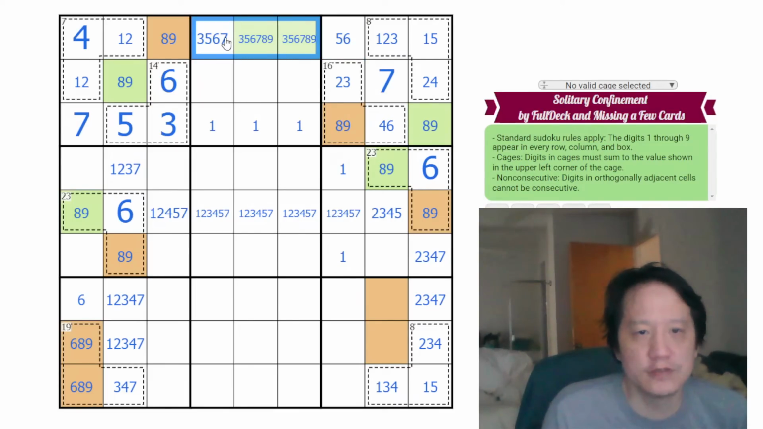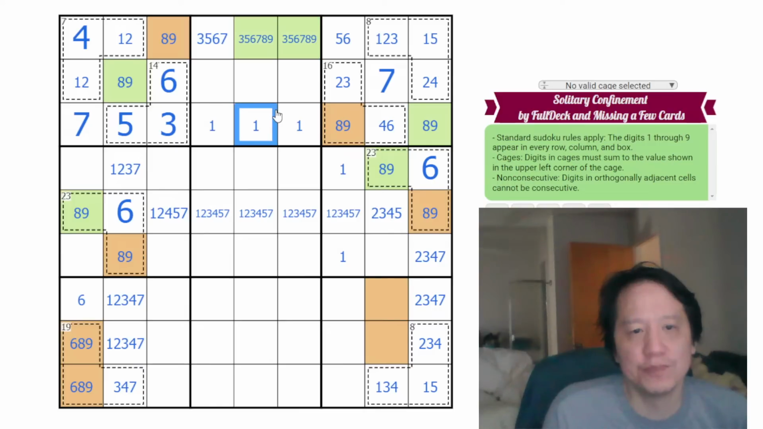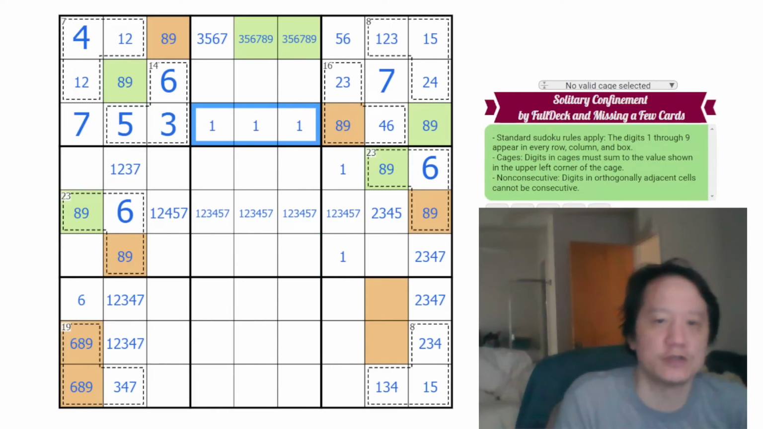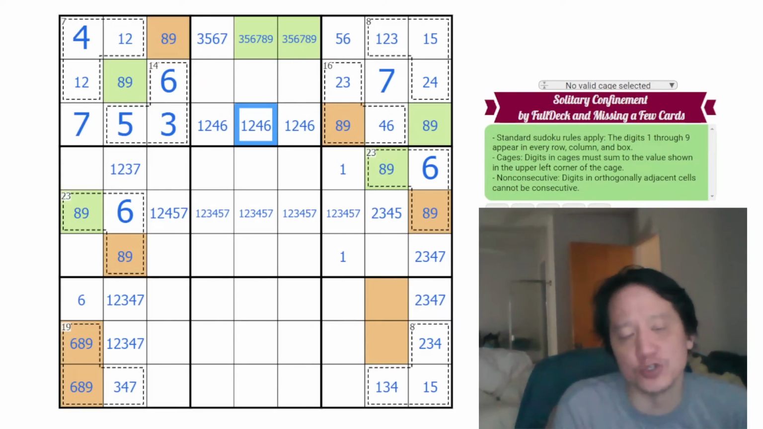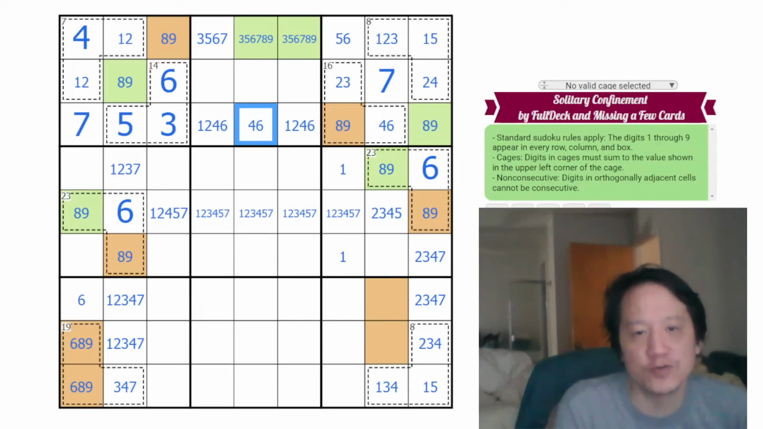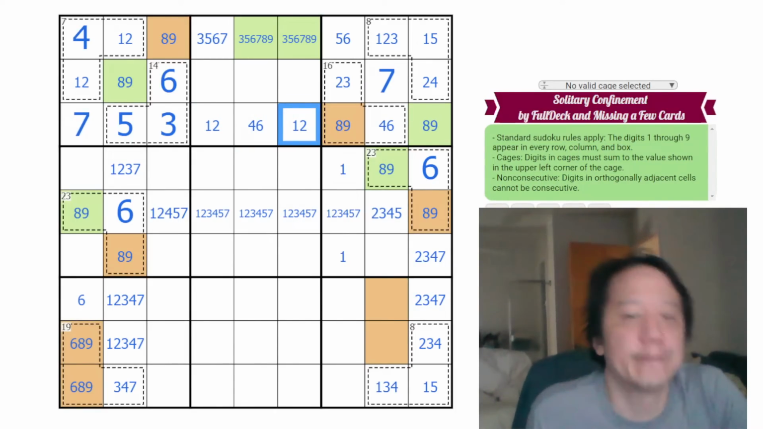Interesting. So we know the 7's here. Consecutive. Okay, so this is 1, 2, 4, or 6. Oh, we know the 2's here too. So the 1 and the 2 are here. So this cannot be 1 or 2. If this was 1 or 2, the other 1 or 2 would have to be here. So this is 4 or 6, which makes this 1, 2, 1, 2. Okay.